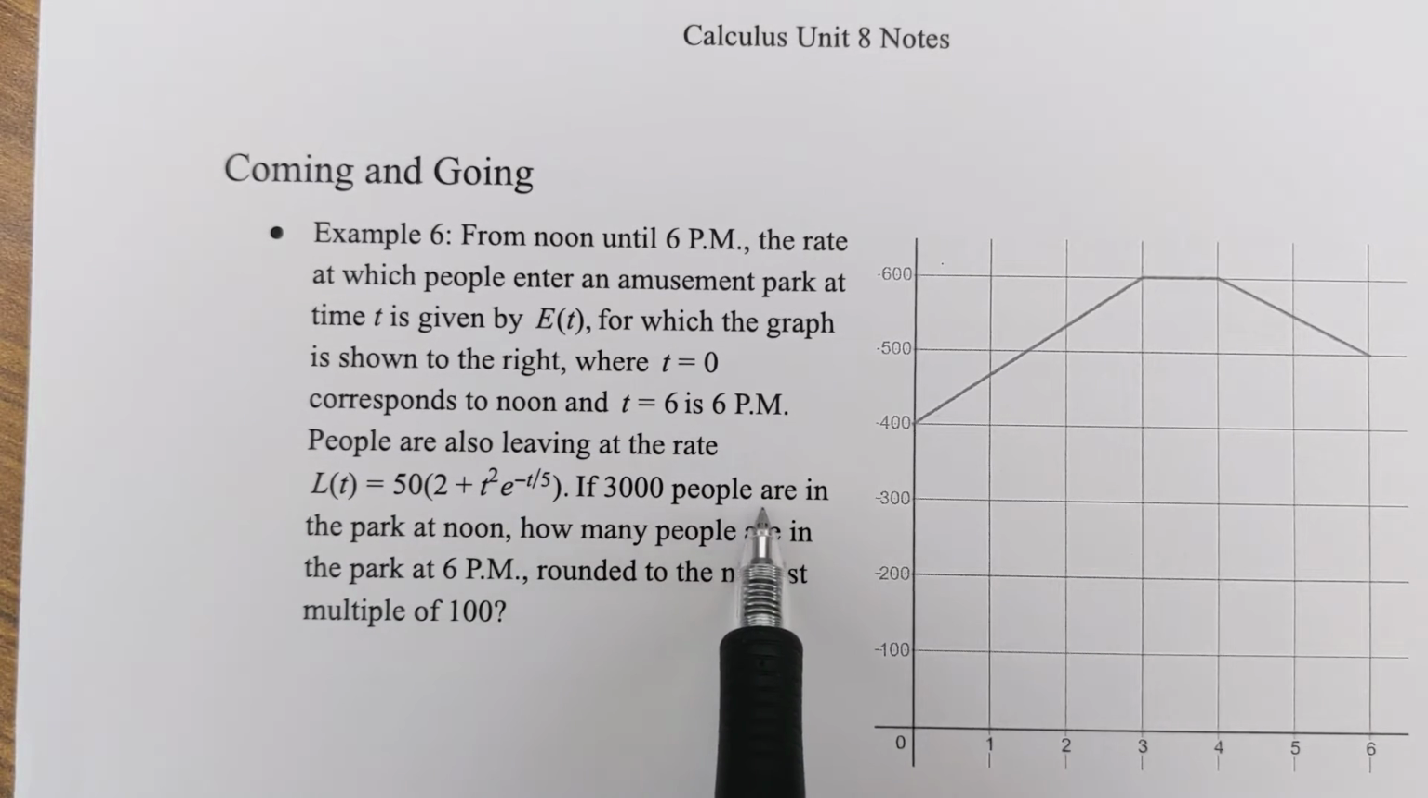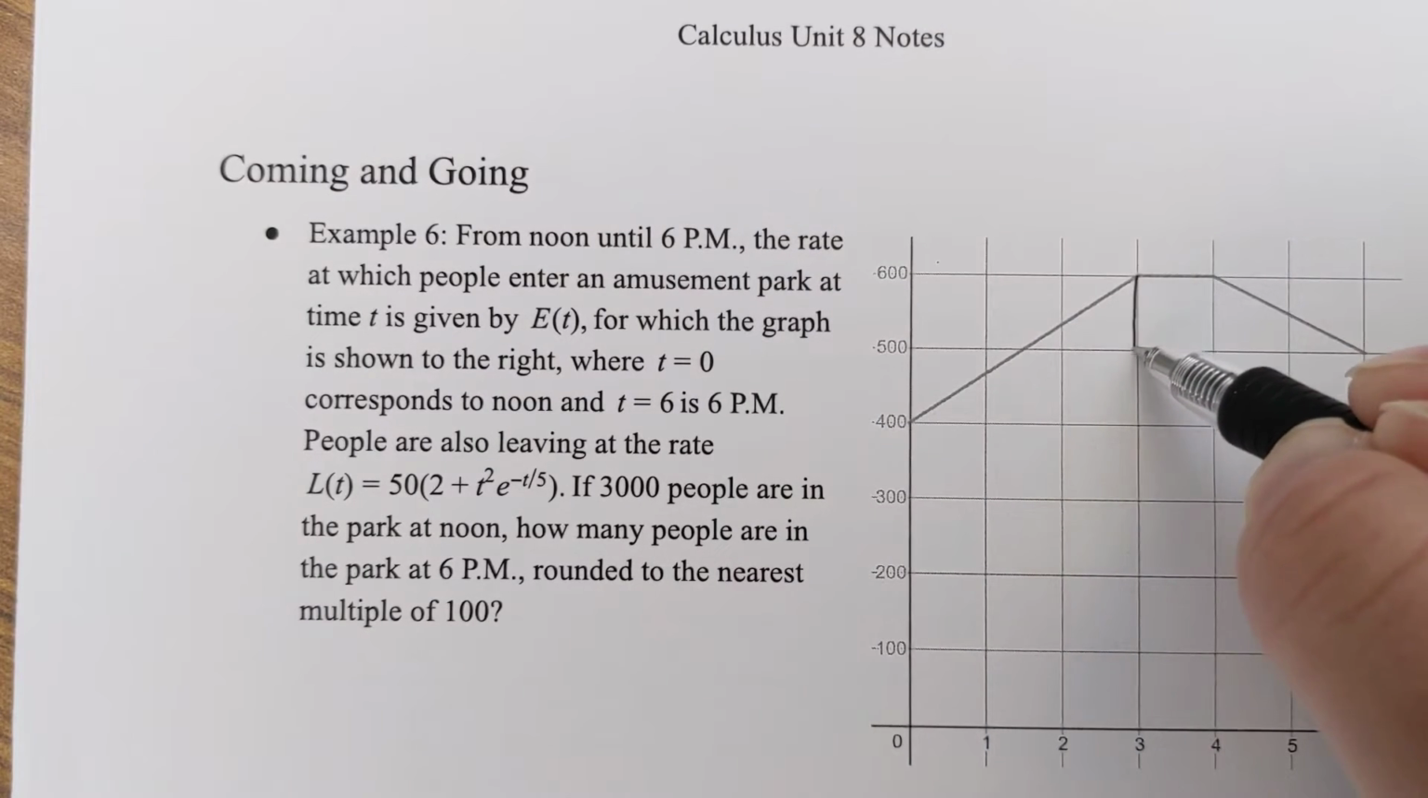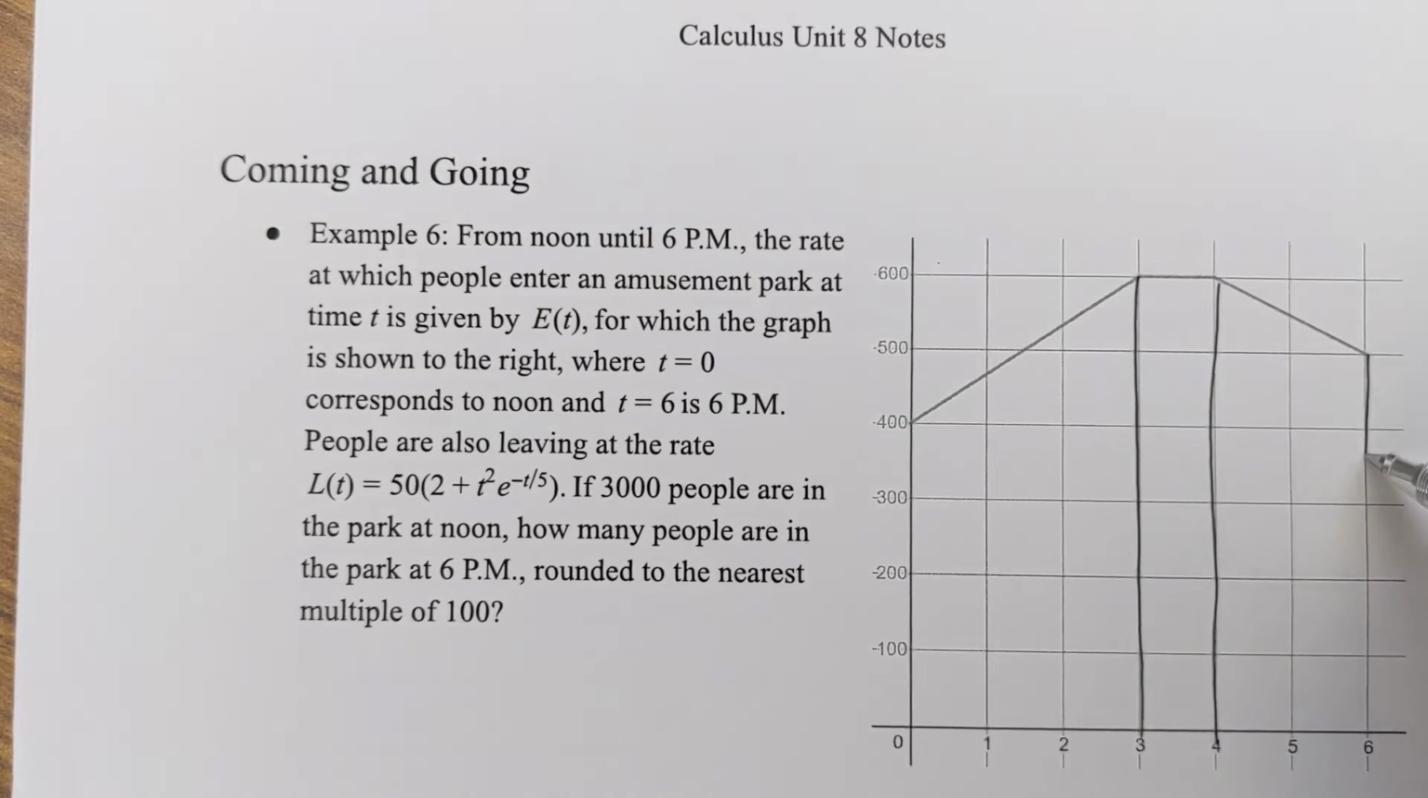If 3,000 people are in the park at noon, how many people are in the park by 6 p.m., rounded to the nearest multiple of 100? So if this is the rate people enter, the area is the total number of people who have entered. If you look, I've actually got 3 figures here. I have this trapezoid, I have a rectangle, I have another trapezoid.